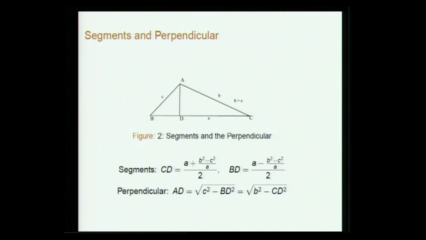So, here ABC is an arbitrary triangle. A is the base, and C and B are the sides. Then you draw a perpendicular from A to the base BC, so AD is the perpendicular. The abadhas are BD and CD, these are the segments. Then he is giving the expression for the segments CD and BD and the perpendicular in terms of the sides. The segments are CD equal to (A plus (B squared minus C squared) by A), whole thing divided by 2, and BD is this.